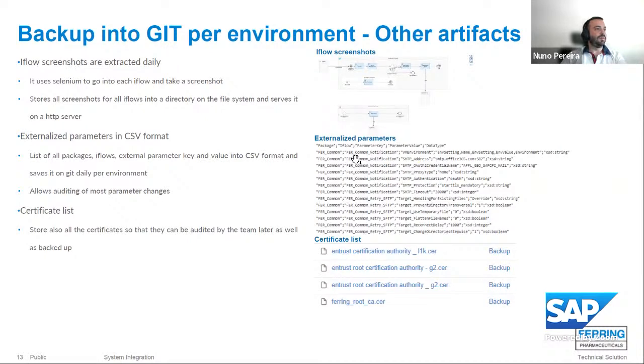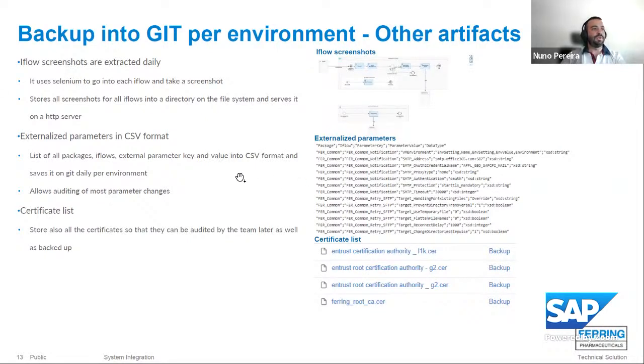And we try to maintain as much configuration as possible in external parameters, so that we don't need to change the iFlows when we need to change some configuration. Upon release management, it was really hard for us to go into every single iFlow and see what is configured there. So we created this extraction tool, also per environment, where we collect all the packages, all the iFlows, all the external parameter keys, and all the external parameter values. And we save that as well on Git.